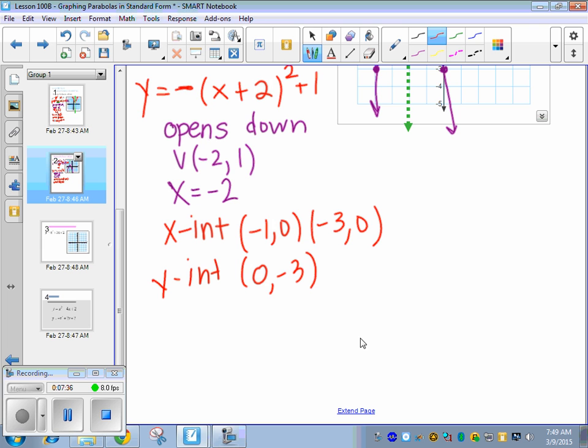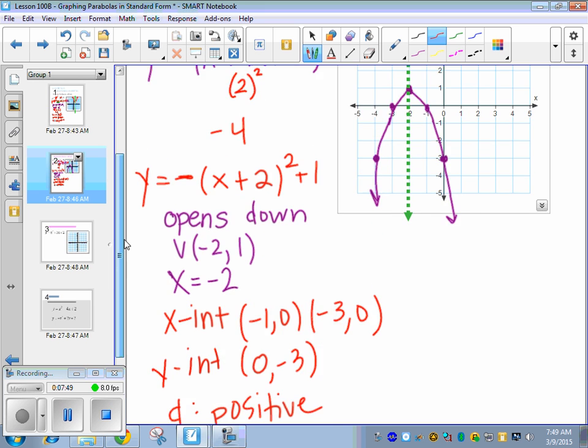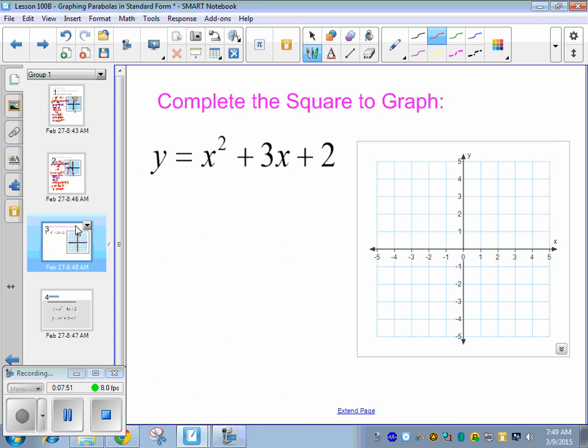We have two x-intercepts, so for the discriminant carry, what would we put? Good. All right, there we go. Let's try one that has an odd number in the middle instead of an even number.